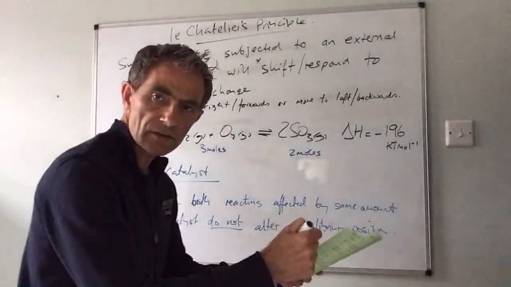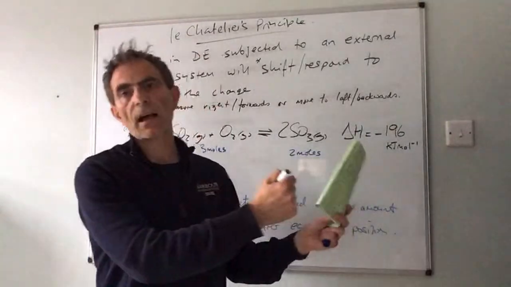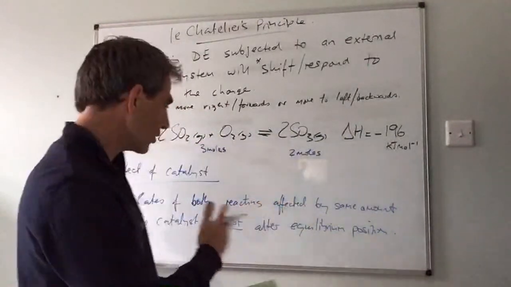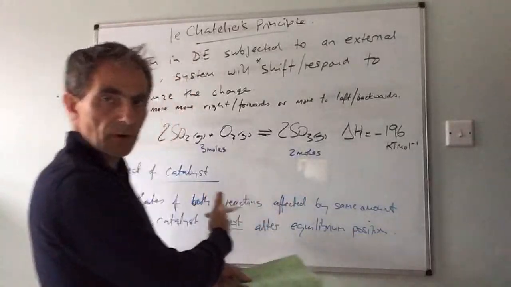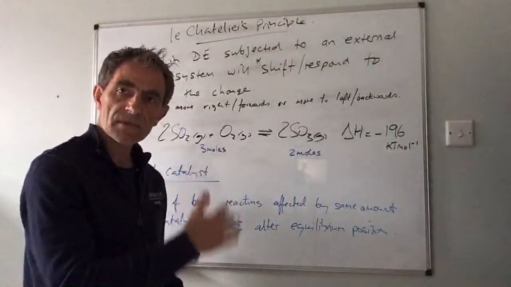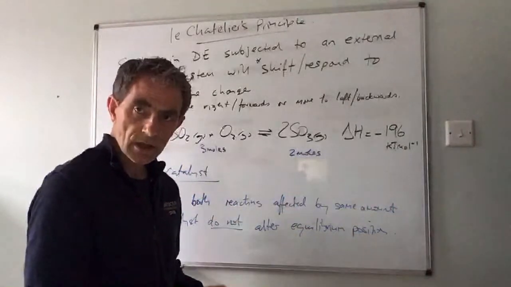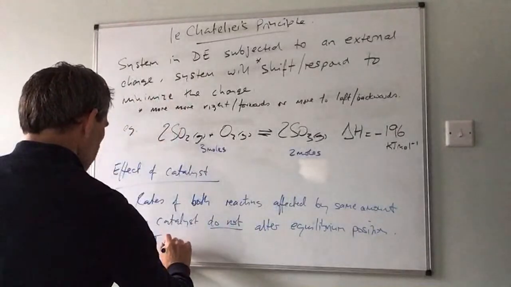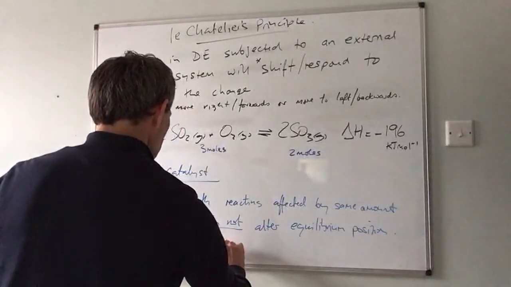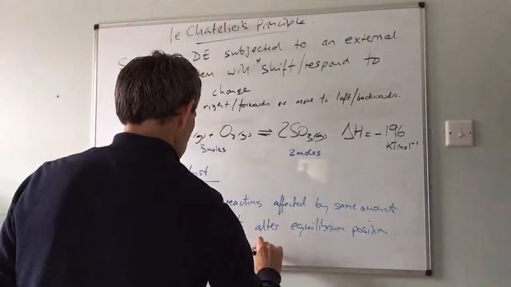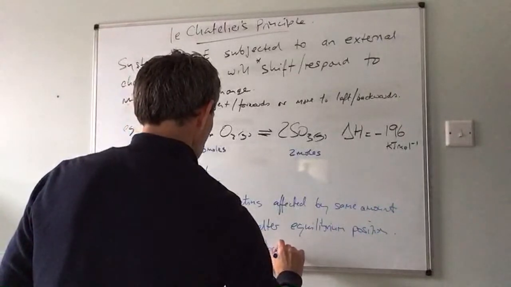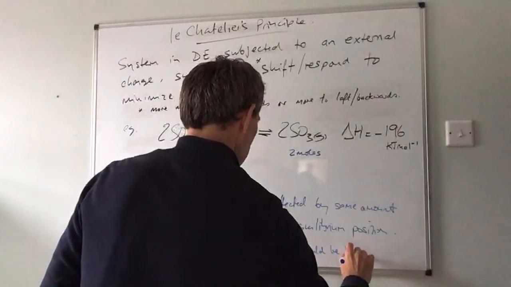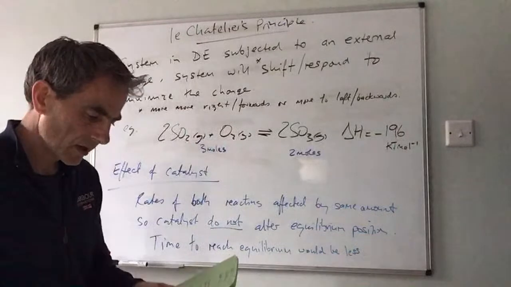Okay, because the forward reaction is sped up as quickly as the reverse reaction, and so the overall effect of that is no change in position. So it wouldn't go more forwards or more backwards. Obviously the time taken to get to equilibrium would go down, but it's not changing the position of the equilibrium. I'll put that on. Time to reach equilibrium would be less with the catalyst. Okay.